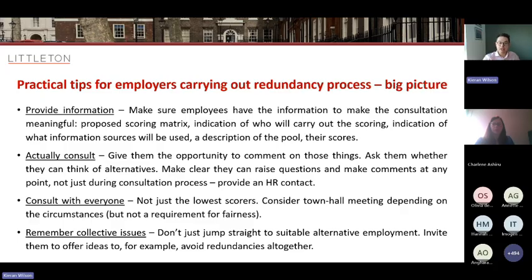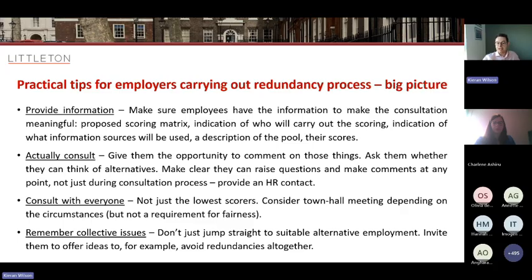Part of actually consulting is also making clear that consultation is an ongoing process, and it's ongoing throughout the consultation period. Provide an HR or management contact. Make sure someone is actually responding to questions or providing further information that's requested. It will always look bad if queries have been raised and gone unanswered. And similarly, if someone says during a consultation meeting with an employee that they'll get back to them on something, make sure that they actually do.